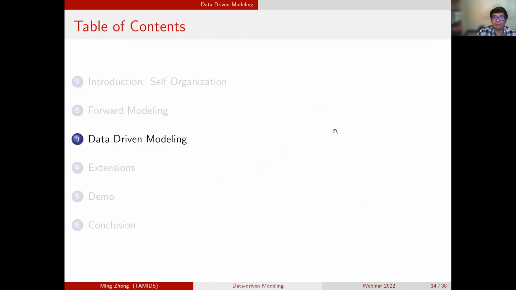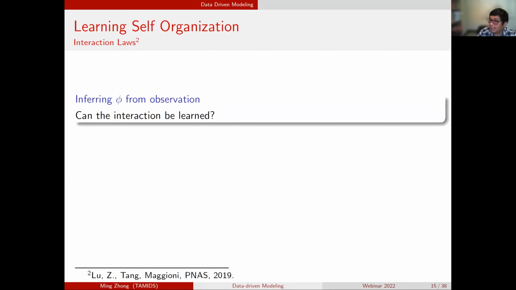Okay, so now we know that I have shown you two basic examples of forward modeling, using first order models and also second order models, to reproduce these self-organized dynamics. Okay, but then it boils down to whether you have the proper knowledge on how to design the interaction laws so that you have these self-organized behaviors. Okay, what if we have only the observation data? Can I derive a dynamical system that explains this data and also gives me the corresponding self-organized behavior?